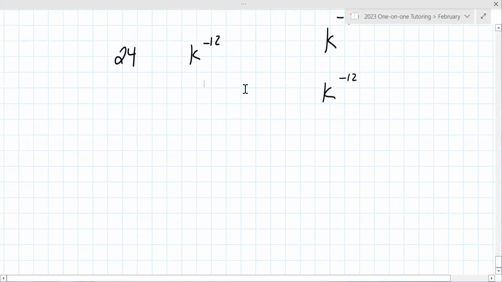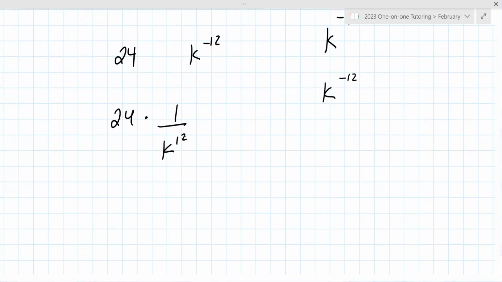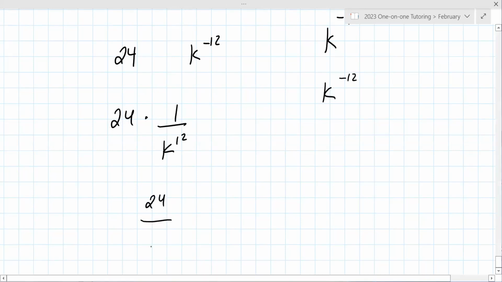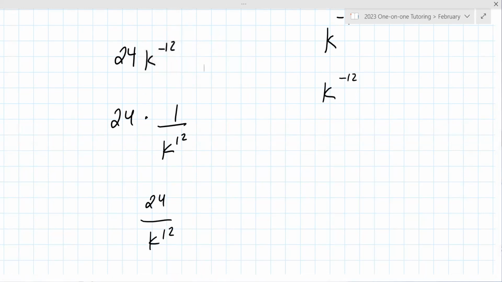That becomes 1 over K^12. So 1 over K to the power of 12. Can you tell me the final result here? That'd be 24 over K^12. Good. So even though it's got a negative exponent, don't try to put it in the top or bottom. It always goes in the top. Just put it in the top and then deal with it.